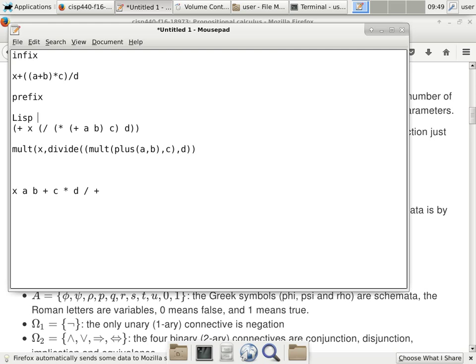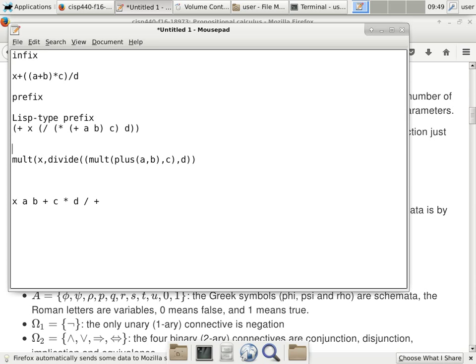So I would say this is a Lisp-type prefix notation. And then this one here is more of a conventional C, C++, traditional programming language type of prefix. And then this one down here is the postfix notation, which means the operator is specified last. The postfix notation, by the way, is actually used a lot.